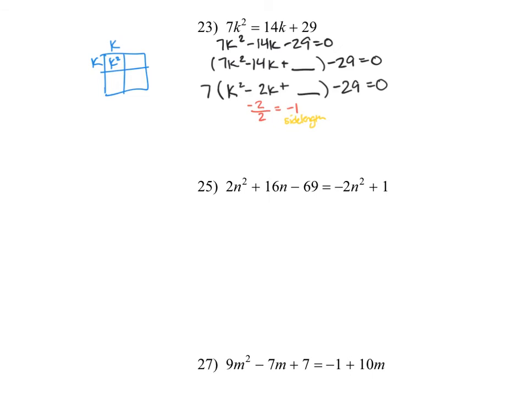So in our actual square, I'm going to write negative 1 and negative 1, because that's going to be negative k minus k. I'm going to take that negative 1 and square it and get positive 1, or as we can see in this square right here. So when I rewrite my next step, that's going to be 7 times k squared minus 2k plus 1. Now here's where things get tricky.